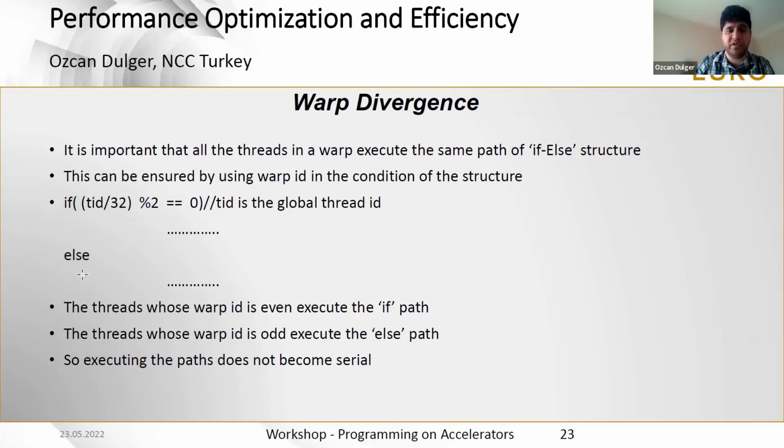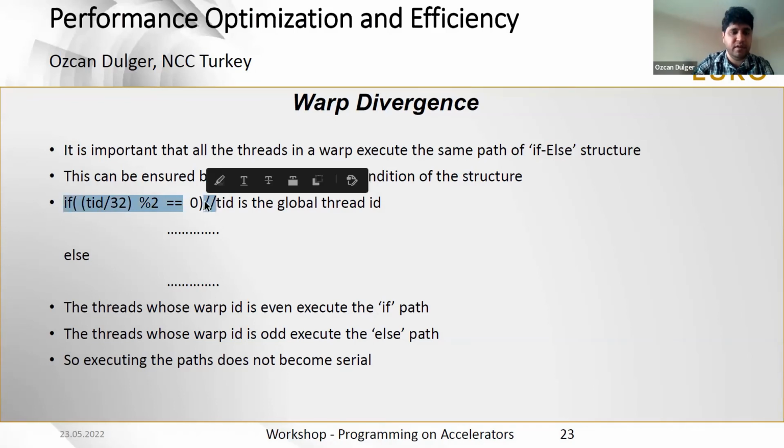One approach is using the warp ID rather than the global thread ID in the condition of the if structure. Here, rather than using the global thread ID, we use the warp ID, obtained by dividing the global thread ID by 32, where 32 is the number of threads in the warp. So in this scenario, the threads whose warp ID is even execute the if path.